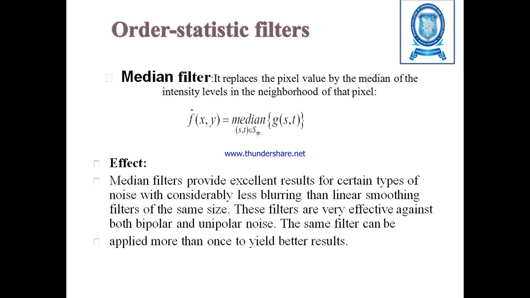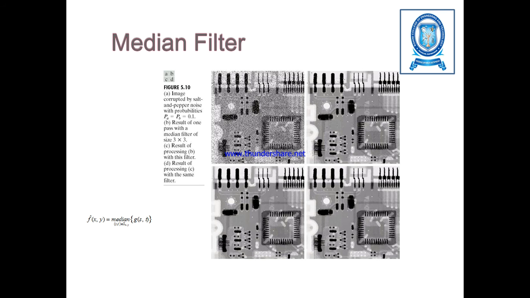So order statistic filter, in the sense we are using median filters. Median filters replace a pixel by the median of the neighborhood values of the pixels present around a particular pixel. The effect of using this median filter is that it provides a very good result in improving the image, and it is also used for smoothing the image with less blurring. It also plays a major role with bipolar as well as unipolar noise. So if you are expecting a better result, then you can go for applying this particular filter called the median filter.